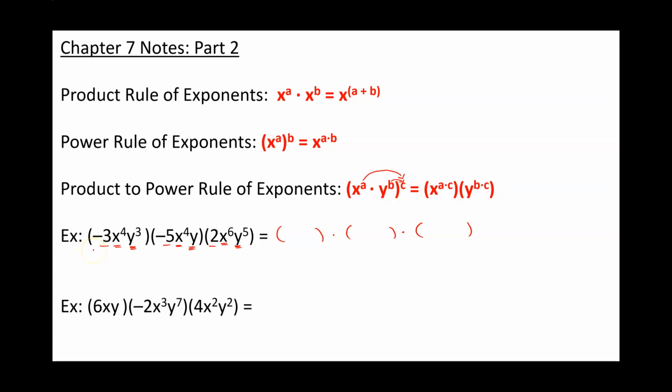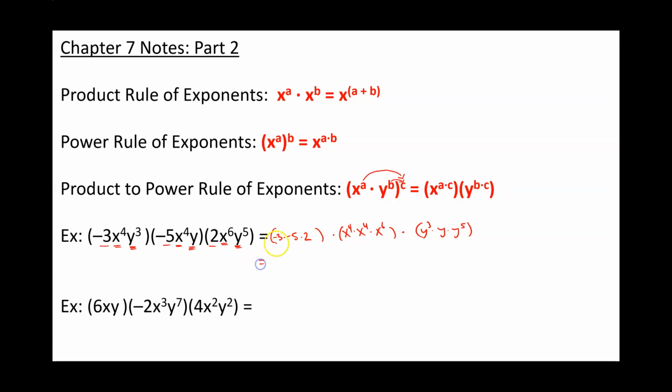So in one parentheses, we're going to put -3 times -5 times 2. In the second parentheses, I'm going to put x to the 4th times x to the 4th times x to the 6th. In the third, I'm going to put y to the 3rd times y to the 5th.